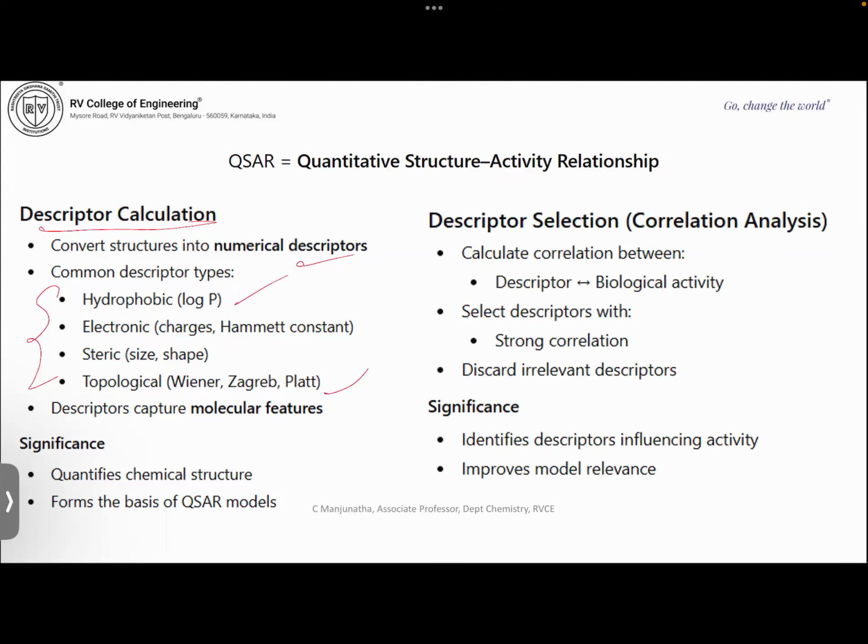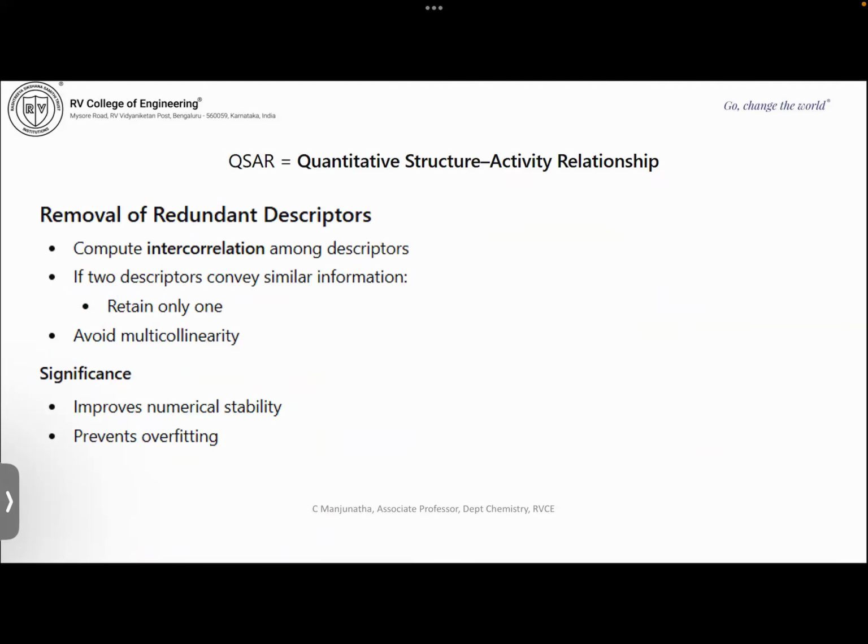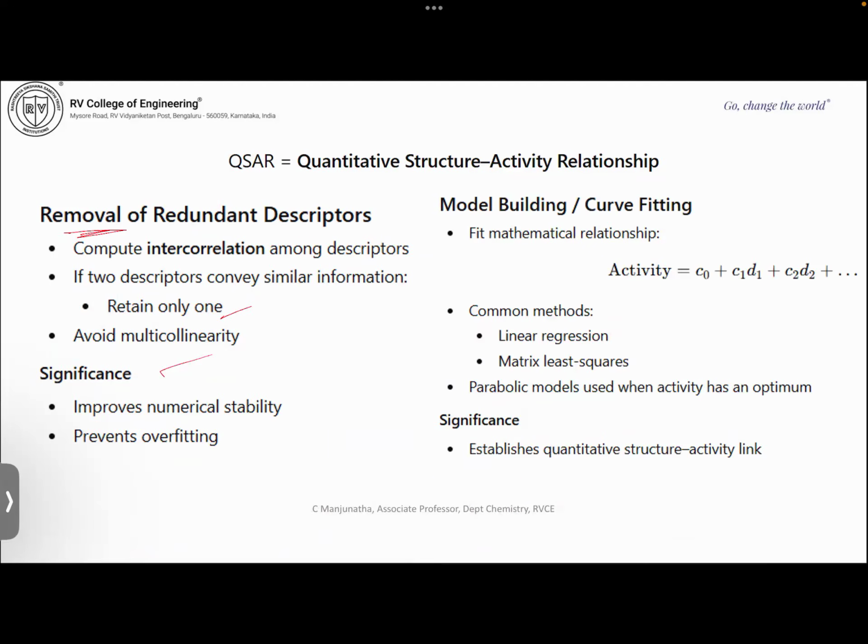After the descriptor calculation, we have descriptor selection. Calculate the relation between the descriptors and biological activity. Select the descriptors as I explained previously while explaining QSPR. Select the descriptors with strong correlation and discard the irrelevant descriptors. Once the descriptors are selected, we have to go for removal of redundant descriptors. Compute correlation among descriptors. If two descriptors convey similar information, retain only one and avoid collinearity.